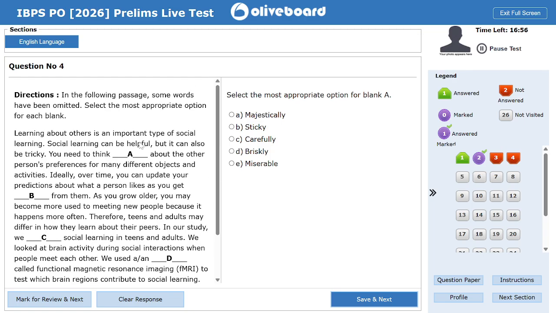Learning about others is an important type of social learning. Social learning can be helpful, but it can also be tricky. You need to think carefully about the other person's preferences. Ideally, over time you can update your prediction about what a person likes as you get feedback from them. As you grow older, you may become more used to meeting new people because it happens more often.